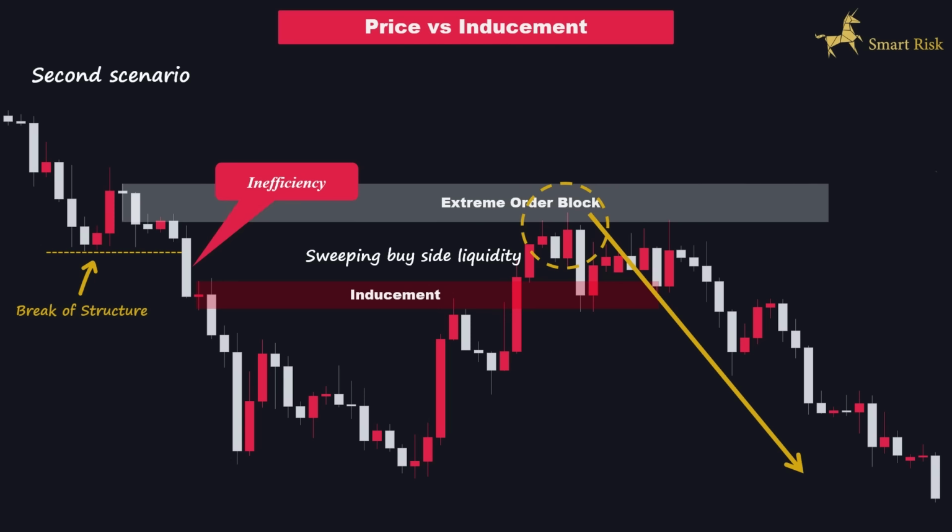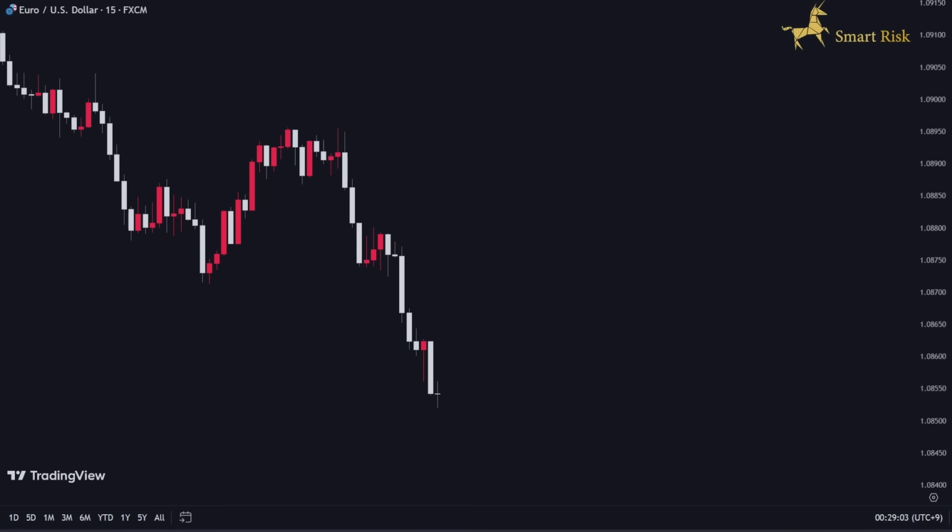Now, let's switch to the real chart and see some real inducement examples. On the screen, we have the 15-minute chart of the euro-dollar currency pair. It is evident that the price is currently in a robust downtrend.